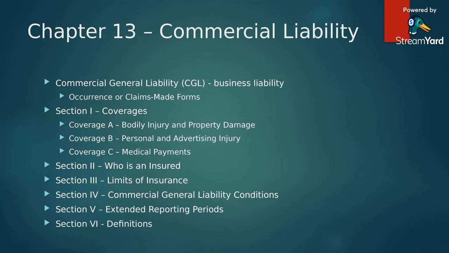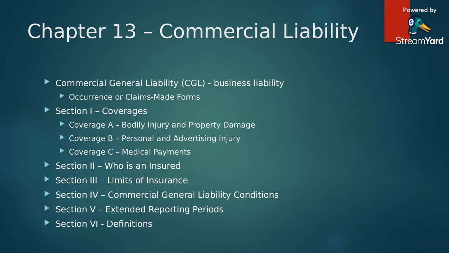So the CGL is going to be broken into 6 sections. Section 1, which is going to be the coverages. Coverage A is going to be for bodily injury and property damage. Coverage B is going to be for personal and advertising injury, non-physical injuries. Coverage C is going to be for medical payments.